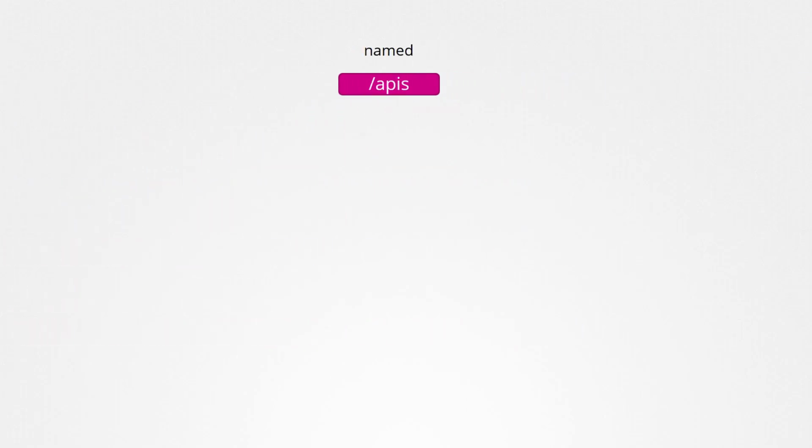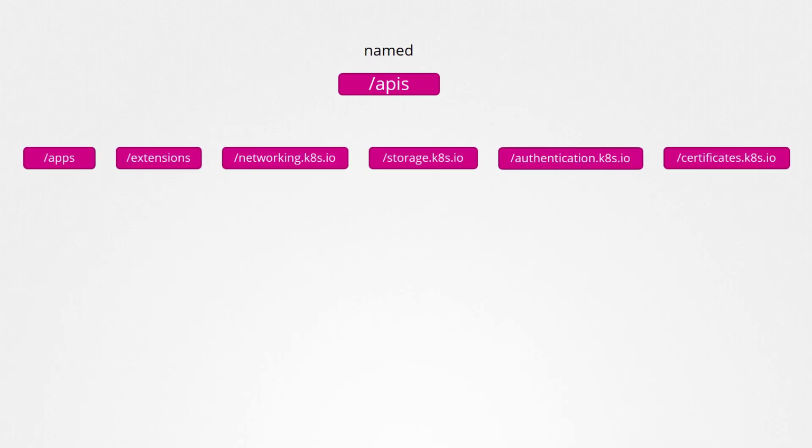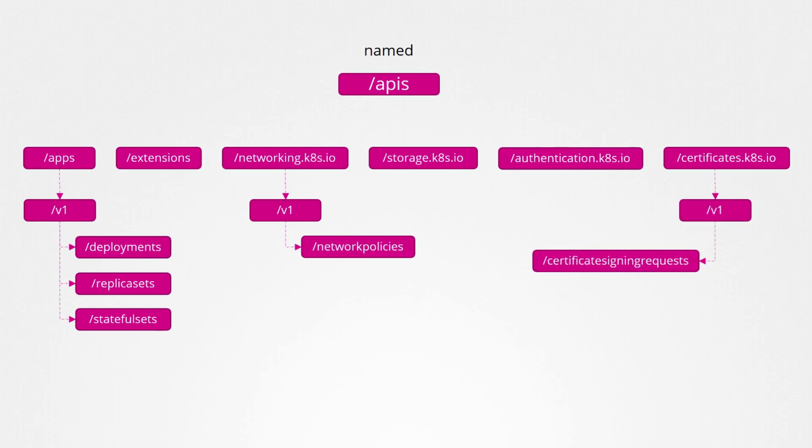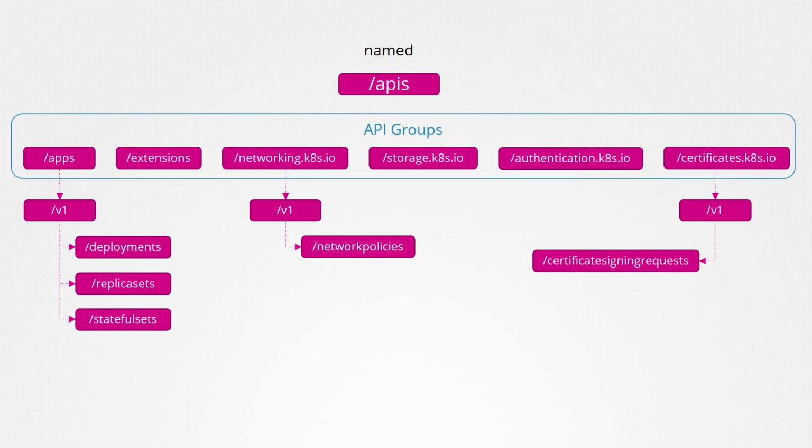The named group APIs are more organized, and going forward, all the newer features are going to be made available through these named groups. It has groups under it for apps, extensions, networking, storage, authentication, authorization, etc. Shown here are just a few. Within apps, you have deployments, replica sets, stateful sets. Within networking, you have network policies. Certificates have the certificate signing requests that we talked about earlier in this section. So the ones at the top are API groups, and the ones at the bottom are resources in those groups.